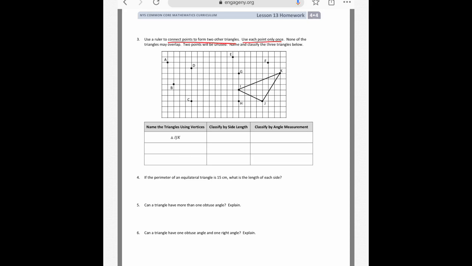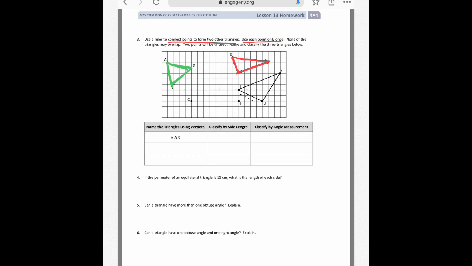So I'm just going to pick some and I'm going to make some triangles. So let's see. I'm going to do A, B, D. Excuse me. Triangle A, B, D. And then let's do E, G, and F. Okay. Now I need to classify each of them by side length and by angle measurement. That means I'm going to have 2 names for each.